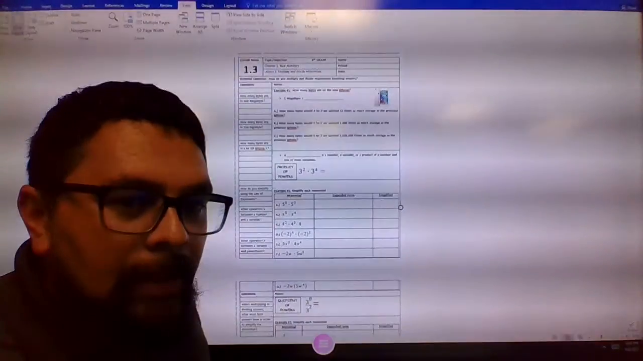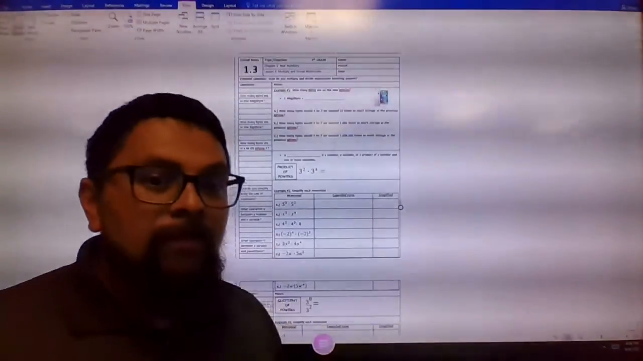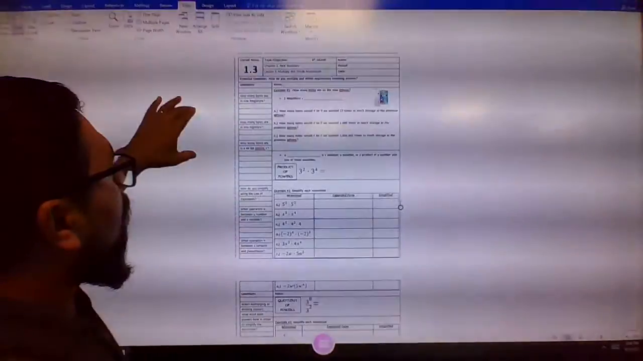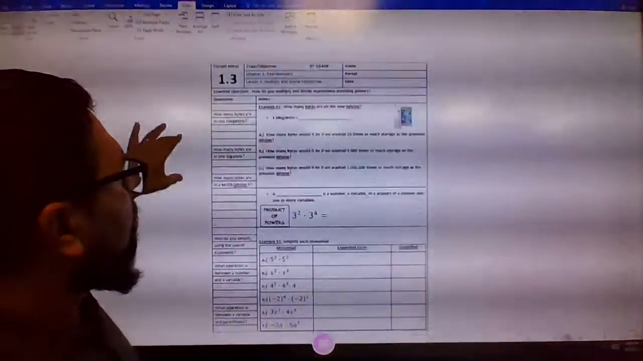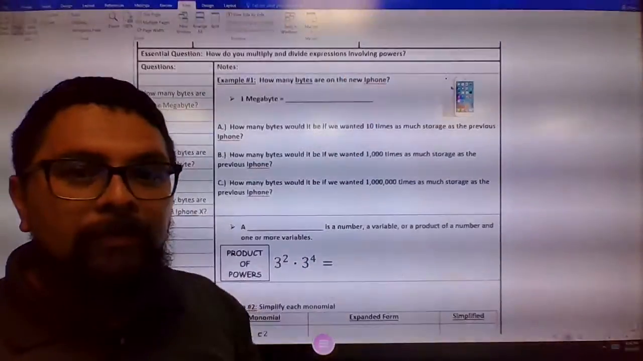Okay, so we're on 1.3. Let's just review what we did before. I know it can be a little confusing, but we're going to review. Our essential question is: how do you multiply and divide expressions involving powers?